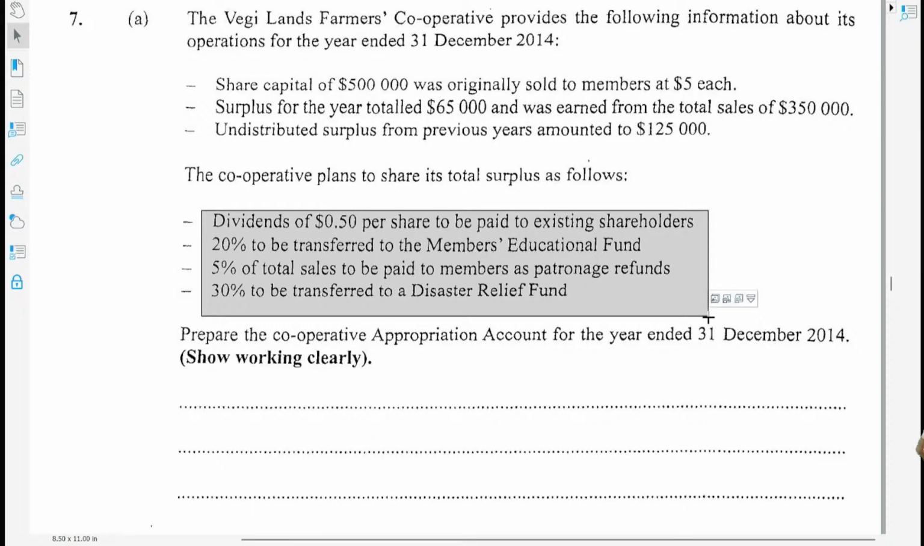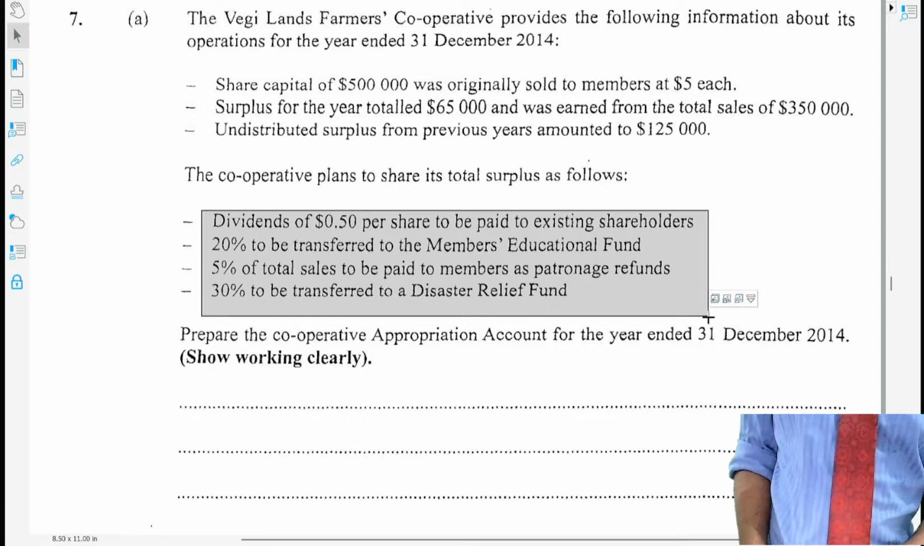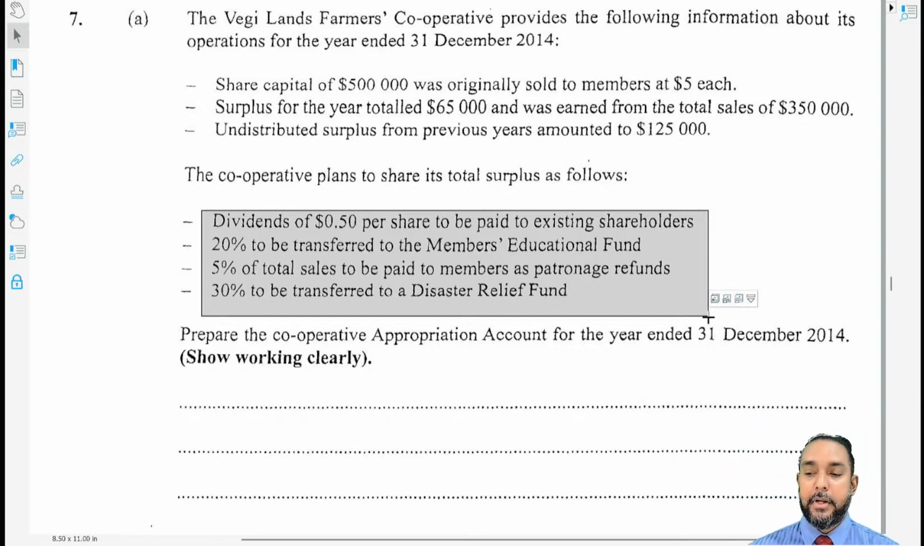All right, okay, cool. So it's 11 marks, so you're supposed to take about 10 to 15 minutes there. All right? So start off by heading up, find the total available surplus, and we'll go from there.